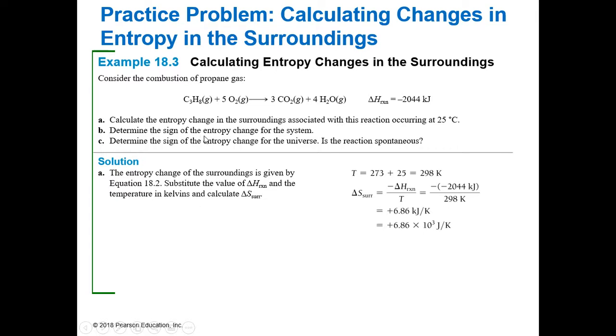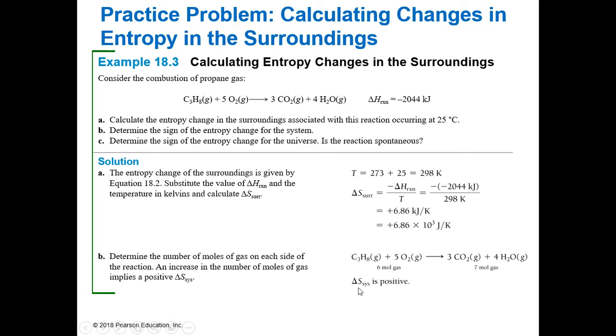Now it wants us to determine the sign of the entropy change of the system. So let's look at our system. Here's our system, right? We have gas molecules, so all of these are gas. So which is more spontaneous? Well, over here on the left, we have 6 moles of gas, right? We got 1 mole of propane and 5 moles of oxygen. So we got 6 moles of gas going to 7 moles of gas. So which is more spontaneous? It looks like the reaction is going to occur to the right. So our delta S of our system is going to be positive.